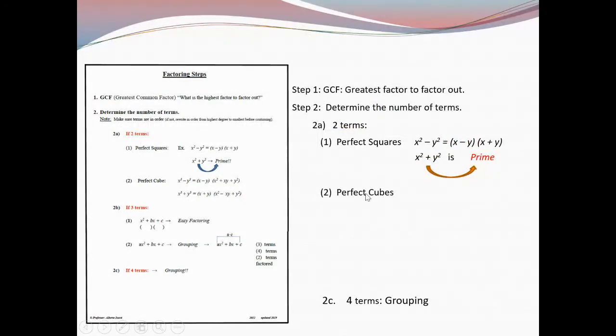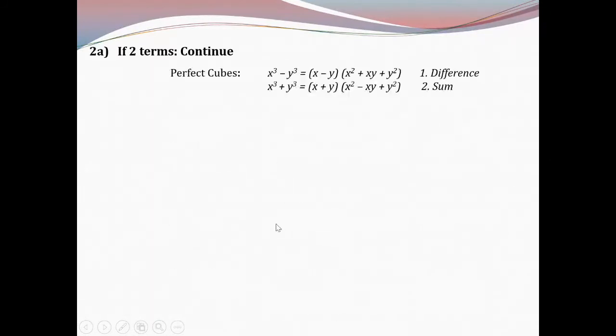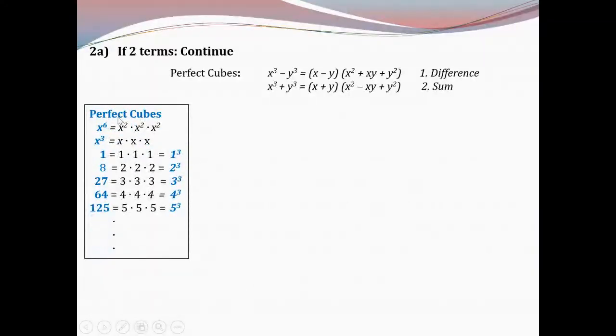Okay, now let's do perfect cubes. These are the rules for the perfect cubes. This is called the difference of two perfect cubes, and this is called the sum of two perfect cubes. So this is how it works. So these are perfect cubes.